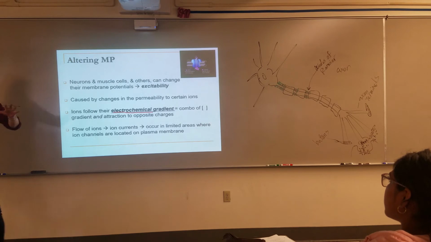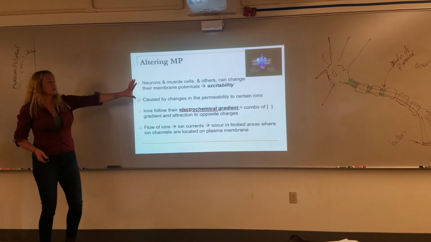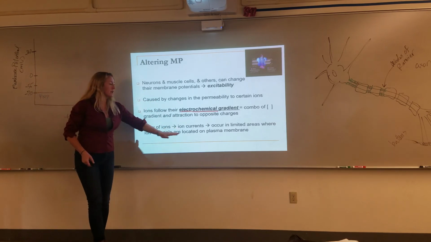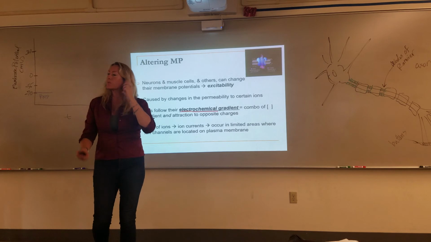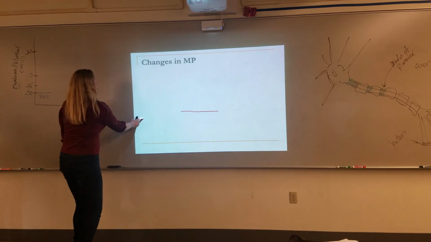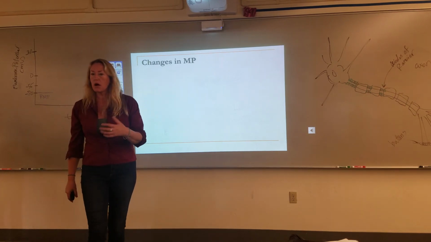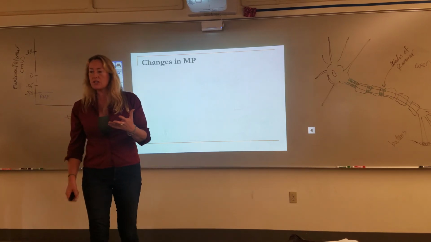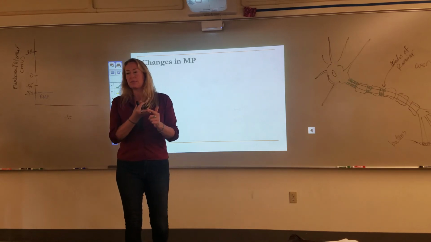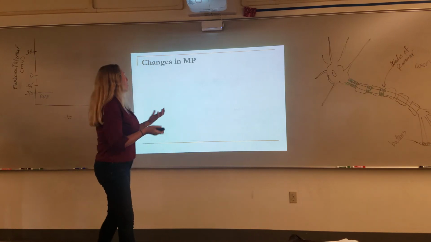Swivel back, or no? Are we good? Okay, so that's our little neuron we're going to add to that, okay? So it occurs in limited areas where ion channels are clustered on the plasma membrane. That's where current flow is going to be able to happen. Okay, so changes in membrane potential, this gets us to the firing. How does a muscle cell or a neuron fire? And when I say action potential, or when I say impulse or fire, all the same thing, okay? As a physiologist, I use them interchangeably, they're all the same thing.